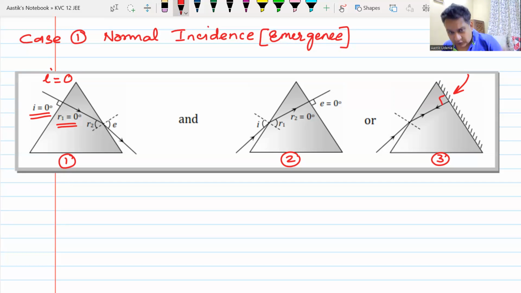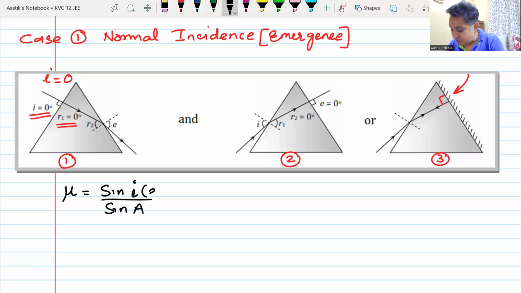Now, obviously, how are we going to do this? We are going to do this with simple laws, with simple formulae, Snell's law, and all those things that we have already done. When we apply Snell's law and those things, we can get a very simple formula for this. For example, I can write mu as sine I by sine of A. If I is 0, then instead of I, you will write E.